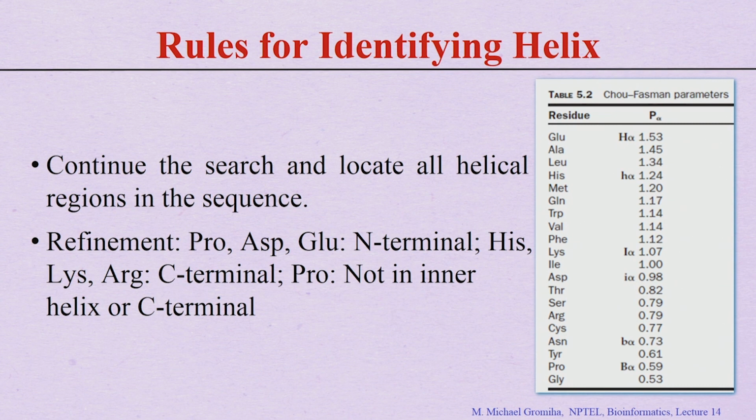So, now how to do this? To continue the search, there are some conditions where we can assign the terminals. For example, you can see some residues which are mainly at the N terminal, some of them at the C terminal, and proline, as we discussed, is not present in the inner helix because it will form turns. These are some common observations, which you can use for refinement. If you have more residues predicted, and you want to refine it, then you can use this information.